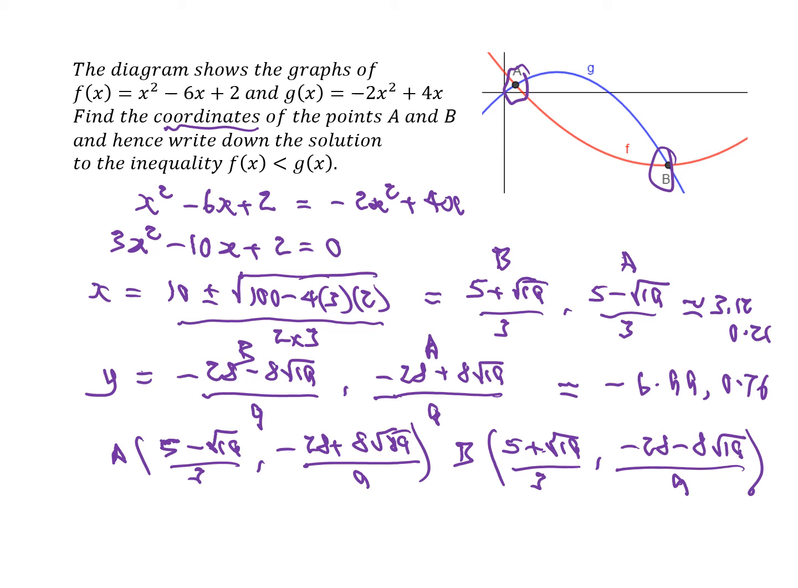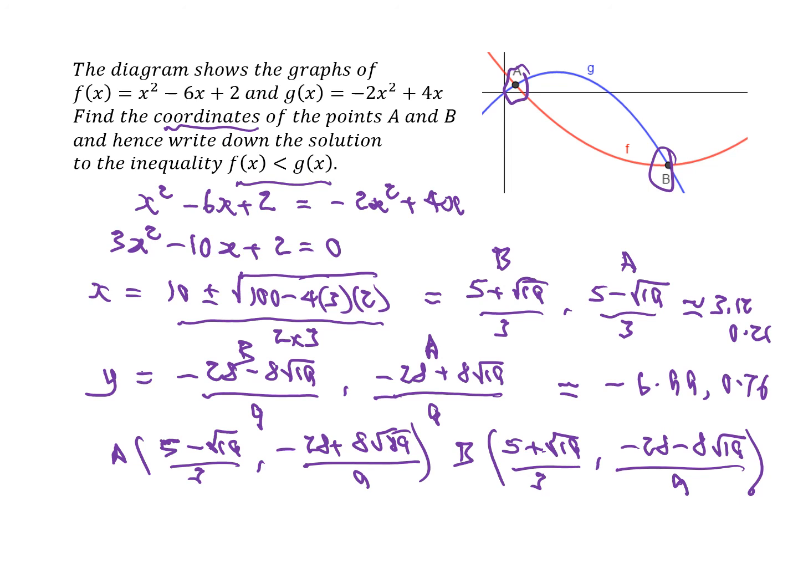But again, before we move on, let's just check that we've answered the question. Find the coordinates of the points A and B, and hence write down the solution to the inequality f of x less than g of x. Okay, so let's have a look at that now. So on our graph, f of x is the red line, and we've got to find out where f of x is less than g of x, and graphically that means that the graph of f of x is below the graph of g of x.